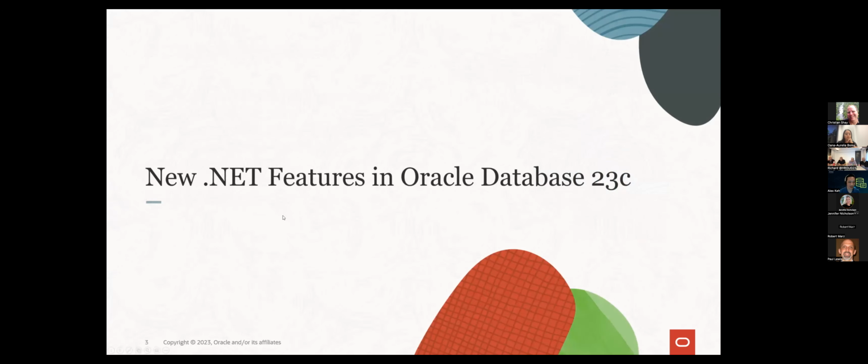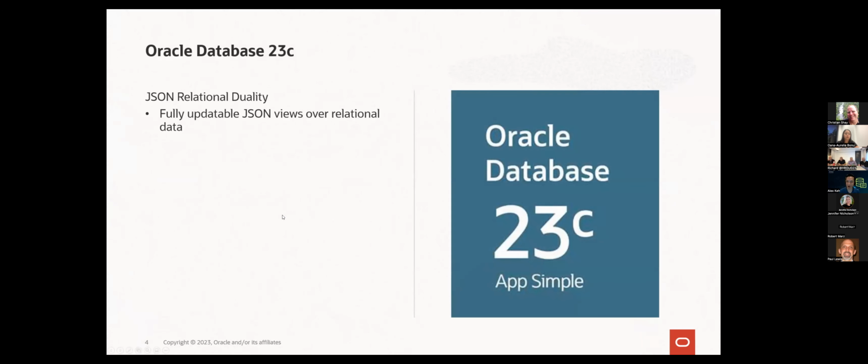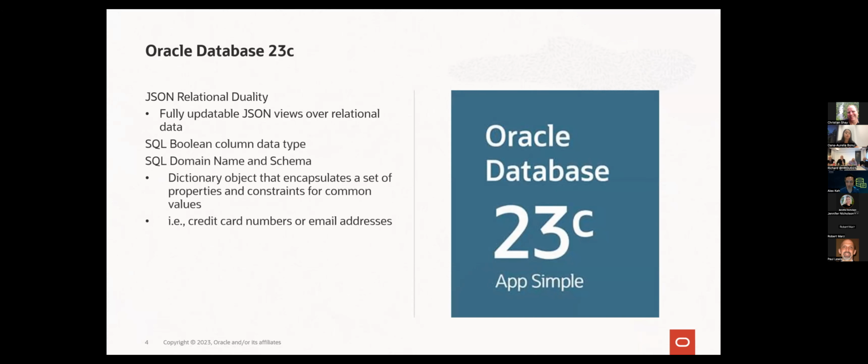So what's in here? I will briefly cover just the new things in database 23C, because hopefully as part of the ACE program, you've been briefed already on most of these things like JSON Relational Duality, where you can get fully updatable JSON views over your relational data. That's supported with our ODP.NET. SQL Boolean column data type, that's supported with ODP.NET in our 23C release. And SQL Boolean type, we already supported PL/SQL Booleans in earlier releases of ODP.NET, since PL/SQL has had it for quite a while. So we've supported that, but now we're extending that to actual SQL Boolean column data types.